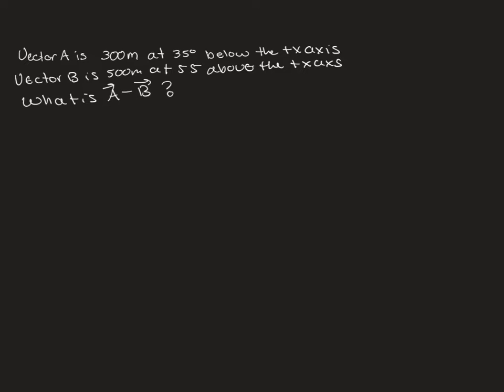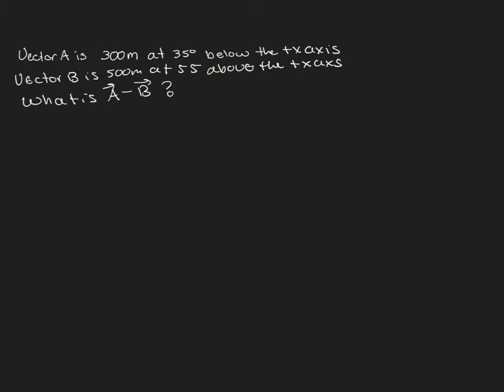In this video, we're going to look at a problem where we're going to add two vectors together. Vector A is 300 meters, 35 degrees below the positive x-axis. Vector B is 500 meters at 55 degrees above the positive x-axis. What is A minus B?